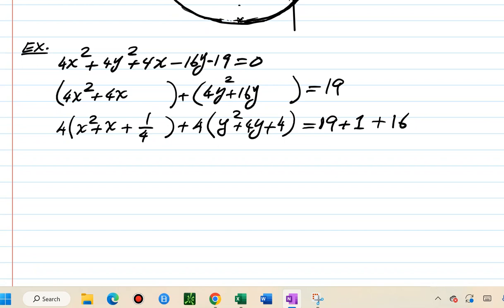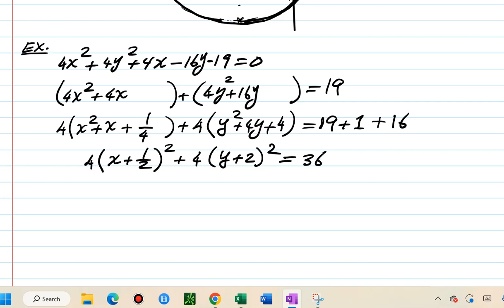All right, looks good. Here's 4 on the outside. And then we go x plus half of 1, which is 1/2. That's what goes inside the parentheses in the binomial, you square it, plus y plus 2 squared. And on the other side, we got 19 and 16, 35, and 1, 36.